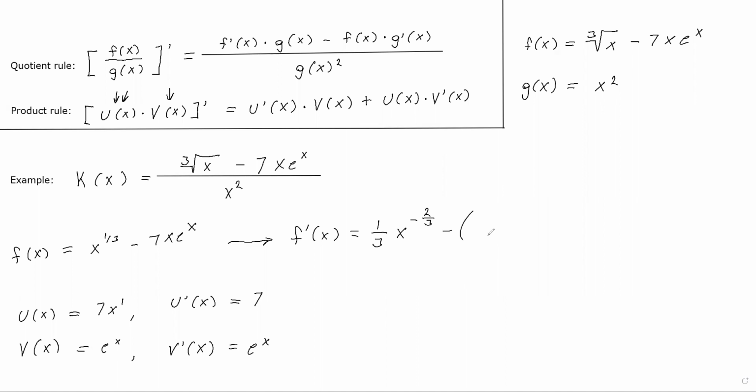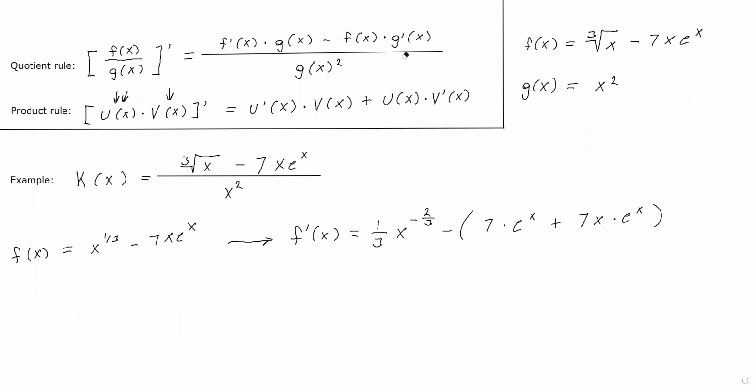So we're going to do u prime of x, which is 7, times v of x, which is e to the x, plus u of x, which is 7x, times v prime of x, which is e to the x. And just like that, we have our f prime of x. Took a few steps. It's a little involved, but there you go. I suppose that's what makes this a tricky problem.